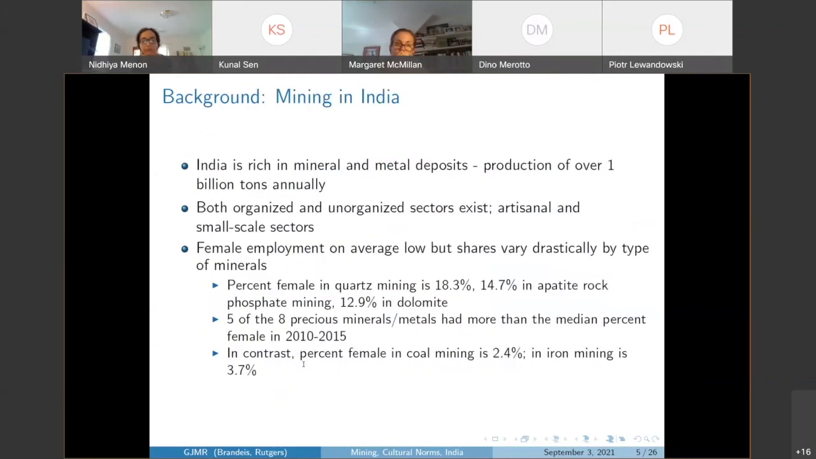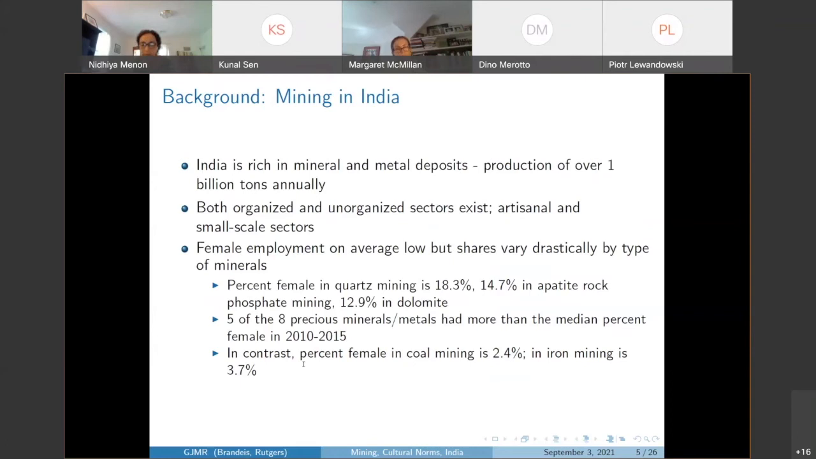So for those who might not know, mining in India, the country is very rich. The focus usually when we talk about mining has been Africa for very good reasons, but India is very rich in mineral and metal deposits, over 1 billion tons produced annually. Most of this is differentiated among organized and unorganized lines. Our data is primarily from the organized sector, but we acknowledge that there is an artisanal and a small-scale unorganized sector that is very much present.